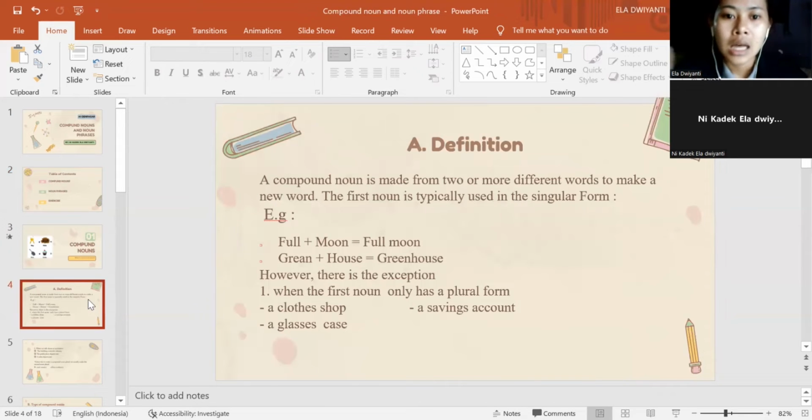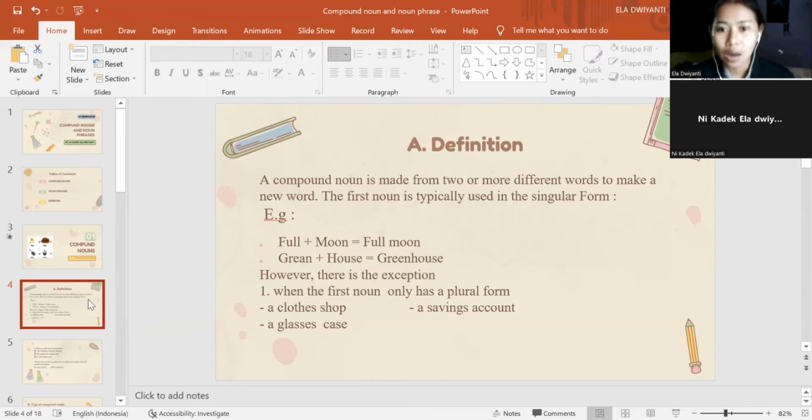All right. A compound noun is made from two or more different words to make a new word. So you take two or more words and put them together to create a new word. All right. Take an example. Full moon. Full is an adjective, obviously, describing the moon.